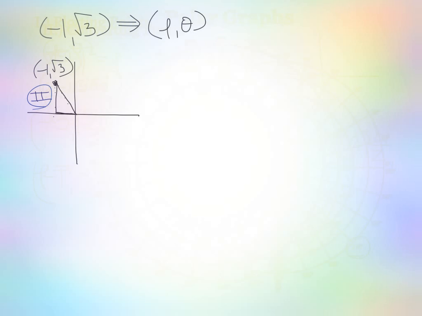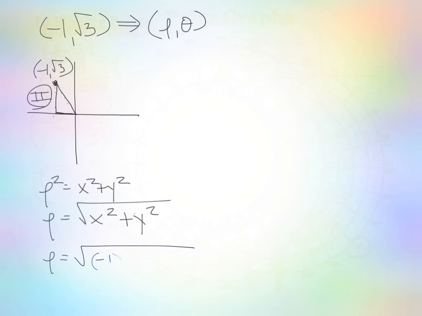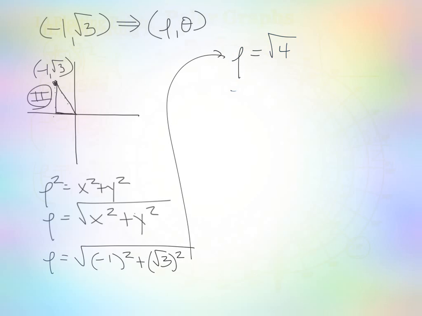First we want to find the rho. We know from before that rho squared equals x squared plus y squared. So to find rho, rho equals the square root of x squared plus y squared. Then rho equals the square root of -1 squared plus the square root of 3 squared. Rho equals the square root of 4, so rho is equal to 2.